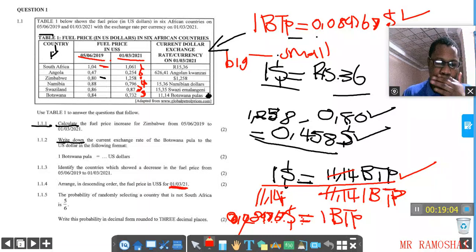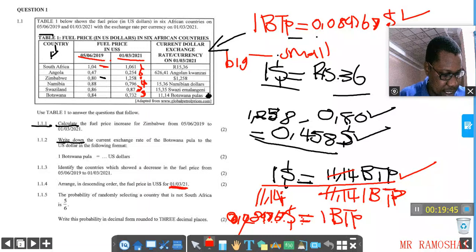They say the probability of randomly selecting a country that is not South Africa is 5/6, right? Which is correct. But here there is no question. Everything here is just a statement. Now they say write this probability in decimal form rounded to 3 decimal places. So here, guys, this is a free mark. Why am I saying this is a free mark? You only need to take your calculator and say 5 divided by 6.